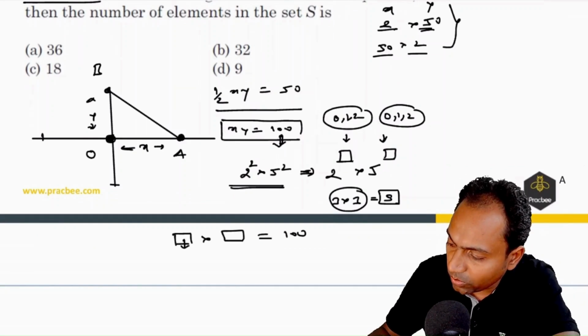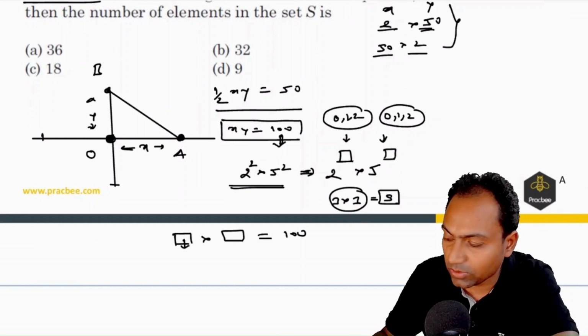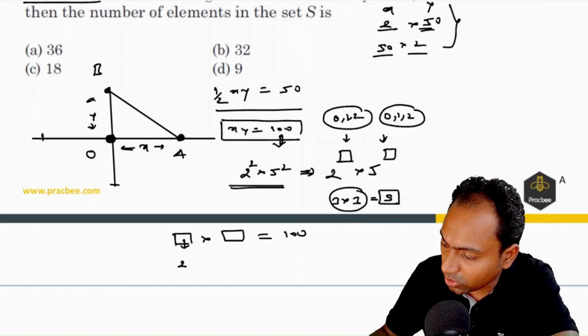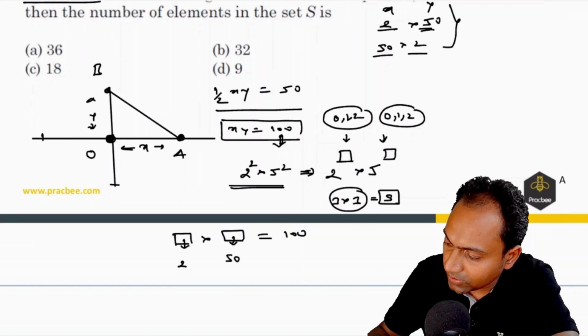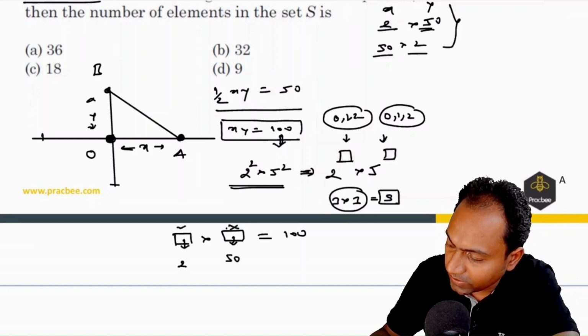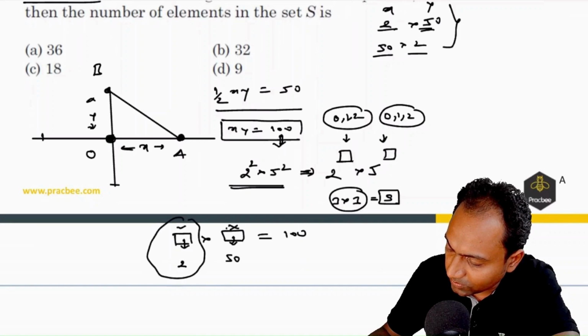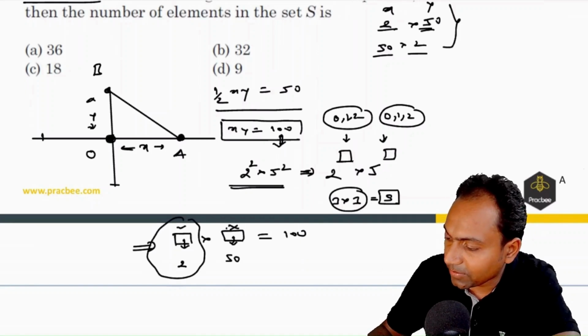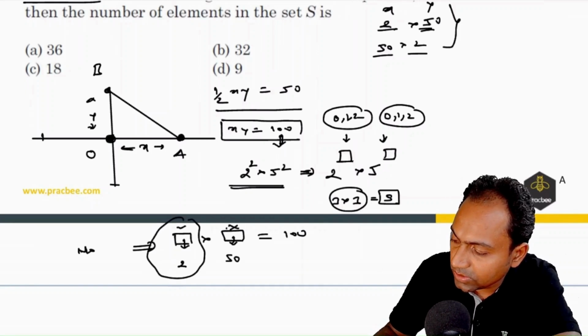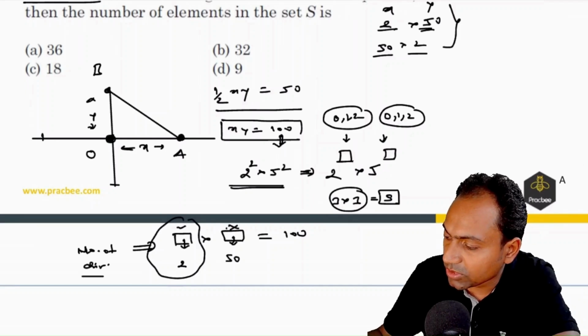So now see, you only have freedom to fill this box. For example, if I fill this box by 2, this automatically becomes 50. So once you fill this box, the other automatically becomes fixed. So how many ways you can fill this box is equal to nothing but the number of divisors that we have. Hence the answer of this question becomes 9.